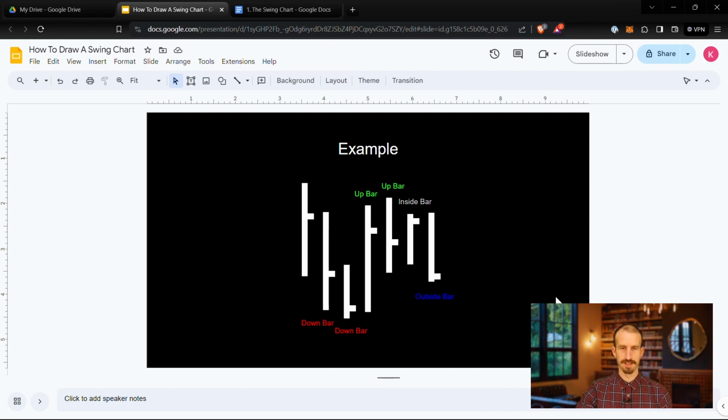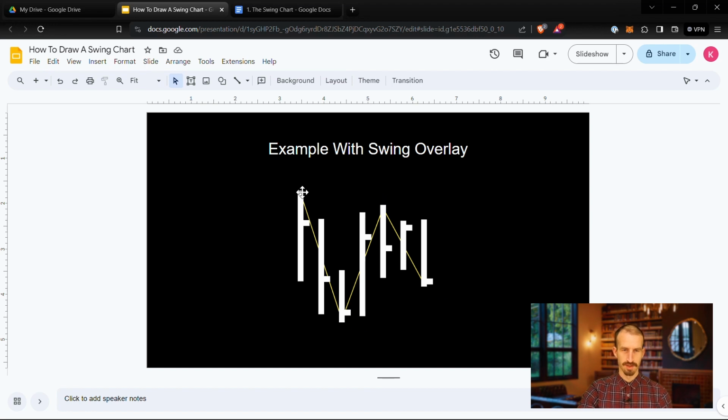So what does that look like with the swing overlay? Okay, so reference bar, first bar is down, so we're going to capture the high and we're going to move it to the low. Next bar comes in, another down bar, move it to the low. Then we have an up bar, we're going to move it to the high of the up bar, followed by the next bar, we're going to move it to the extreme high. Inside bar, nothing changes, so we wait for the next bar.